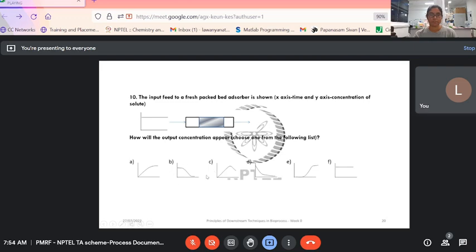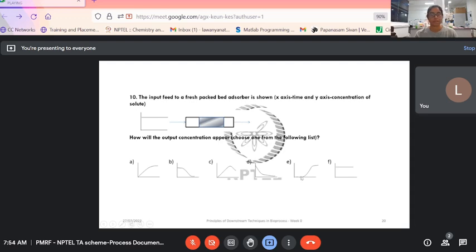You can straight away eliminate B because this is not going to happen. Also D. And C again because there's a constant feed and there's no reason for it to decrease after some time. So B, C, and D are removed. A, E, and F seem probable, but in a packed bed absorber, it is more logical to expect E or F rather than A if you look at how the curve progresses over time.